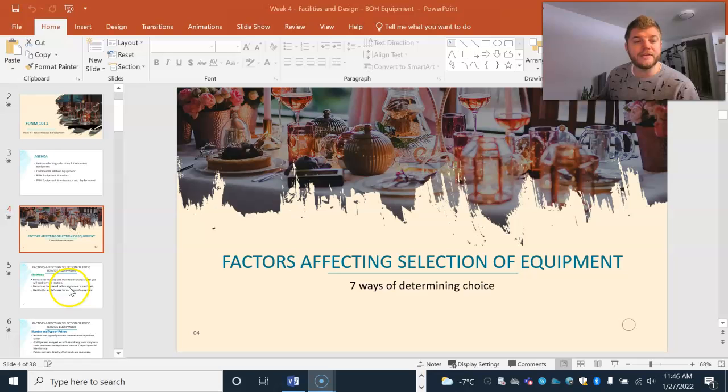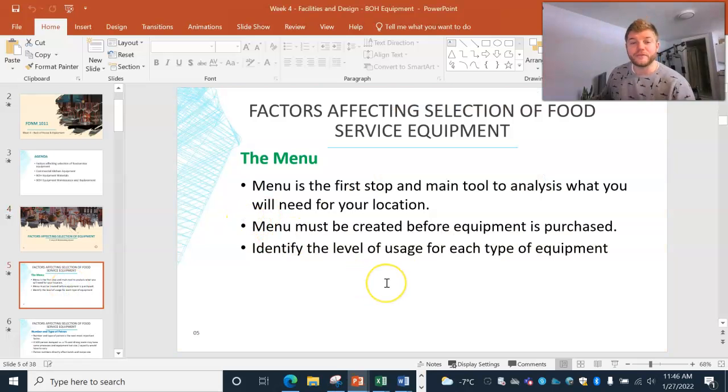There we go. There are 7 ways in which to determine how we want to choose our equipment. So the first of all is going to be obviously the menu. So the menu is the first stop. It's the main tool of analysis. It'll tell you at a minimum what you need for your location. So the menu must be created before the equipment is purchased.